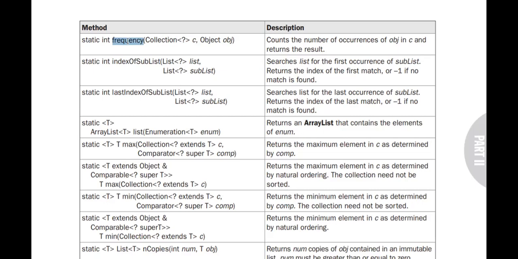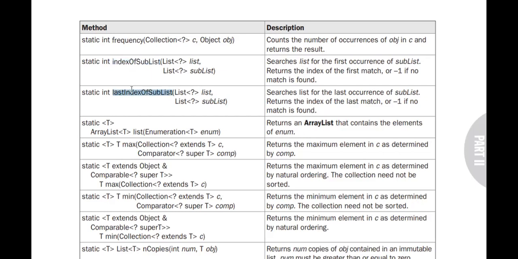Then indexOfSubList. The indexOfSubList method takes a list and a sublist and searches the list for the first occurrence of the sublist. If the sublist is present in the list, then it will return the index. Otherwise, -1 will be returned.